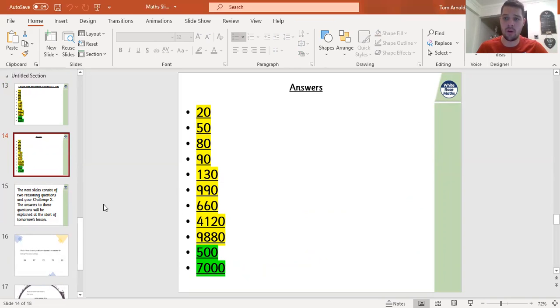Think about where you went wrong. Did you forget to put the placeholder 0 in? Did you accidentally round up instead of rounding down?